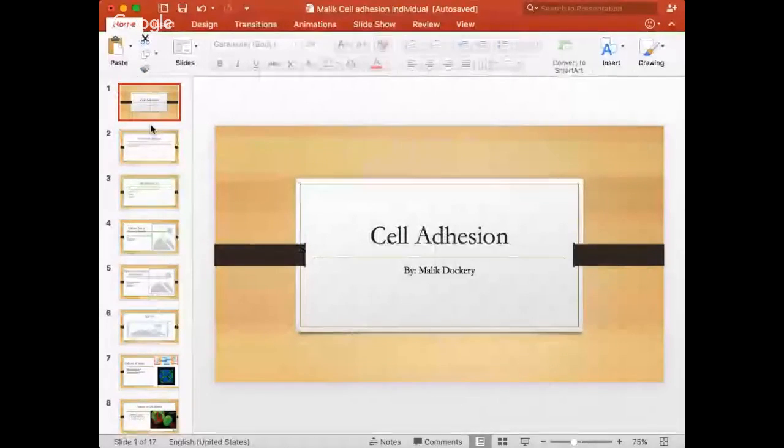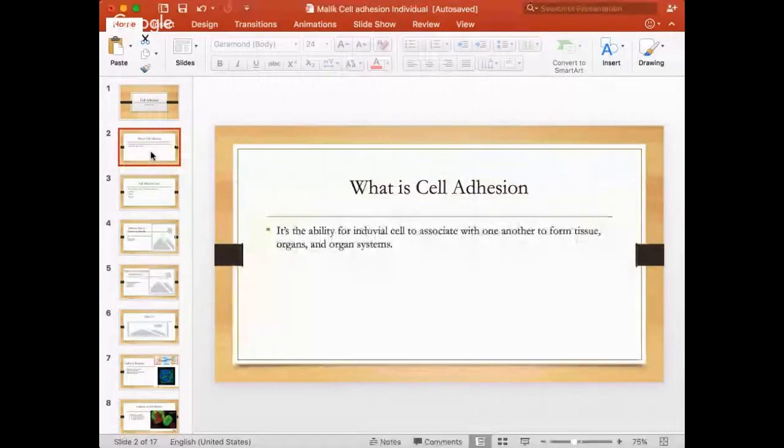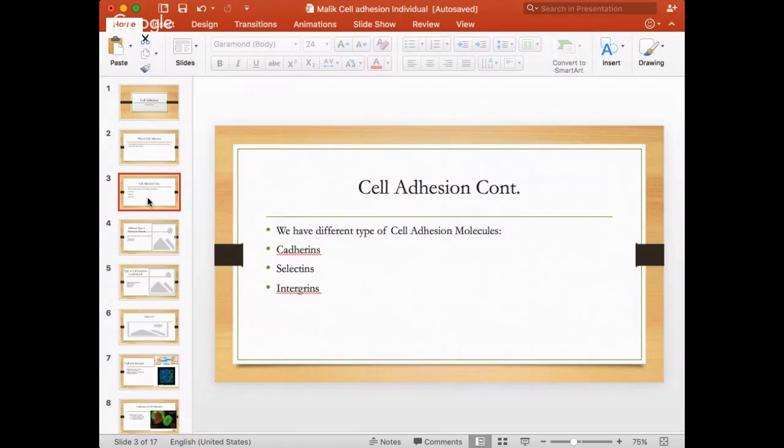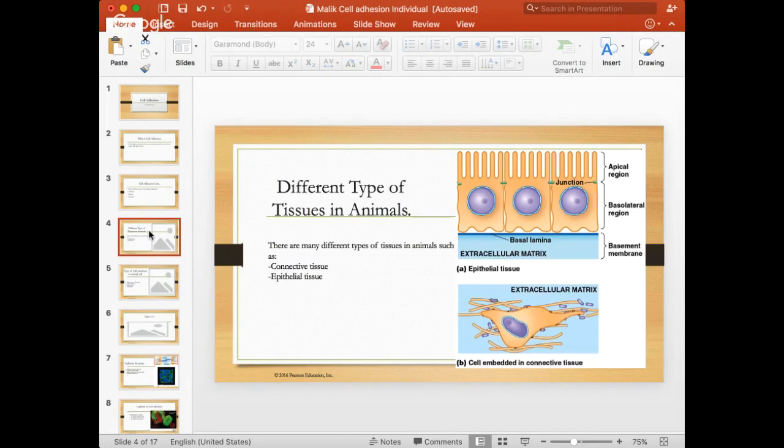So I'm here to talk about cell adhesion. So what is cell adhesion? Cell adhesion is the ability for individual cells to associate with one another to form tissues, organs, and organ systems. Now we have different types of cell adhesion molecules. We have cadherins, we have selectins, and we also have integrins. And we'll be discussing all of those different types of molecules as we continue through the PowerPoint presentation.